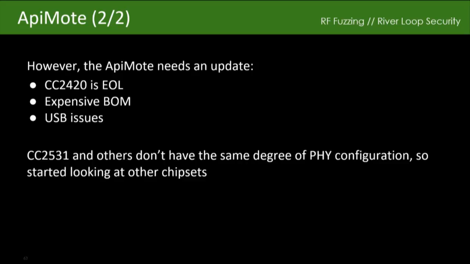Additionally, in recent years, we've encountered some USB issues as PyUSB has diverged from whatever configuration is in our FTDI chip that's on the board. The CC2531 is a chip that we looked at to upgrade to. However, it doesn't expose PHY configuration registers in the same way that the CC2420 does. So we're limited to a much stricter implementation of the PHY there. So I started looking at some other chipsets as things that we could build on.